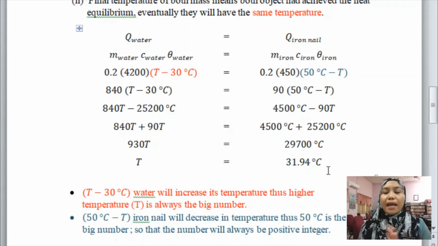This is the final temperature. When we compare it to the temperature of water, the initial temperature of water is 30 degrees Celsius. Now it has increased by 1.94 degrees Celsius, whereas the temperature of the iron nail, initially 50 degrees Celsius, will drop to 31.94 degrees Celsius. This is the final temperature for the system, since they are in thermal equilibrium.